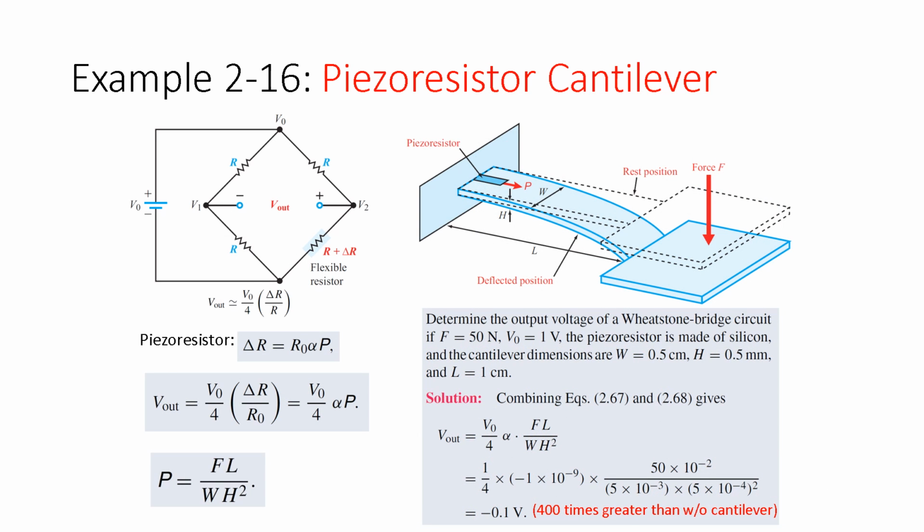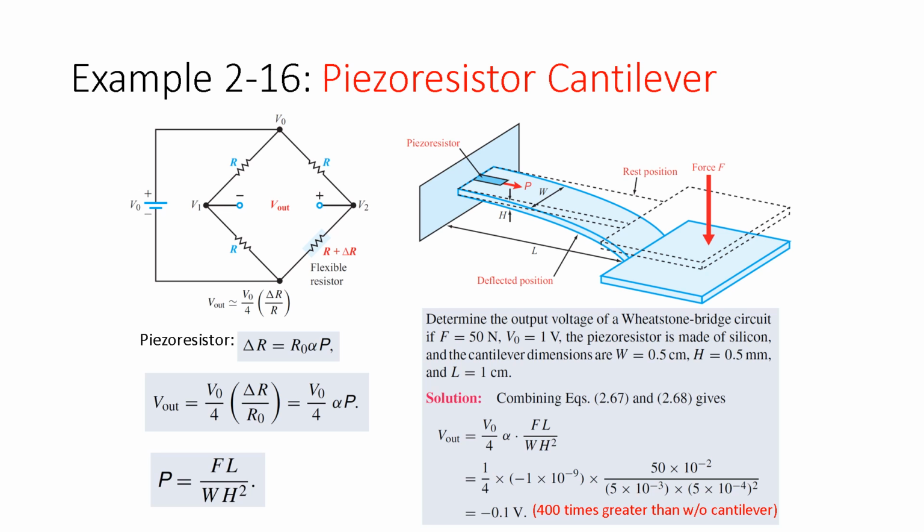So here we have example 216, which is a piezo resistor cantilever system. And so this is going to show you a practical application of how to use a piezo resistor and use a Wheatstone bridge to be able to determine that value. So what we've got here in the top left is our normal Wheatstone bridge circuit, and all of our R's are the same except for the bottom right one. It's going to be able to change. That's what the delta R is signifying.